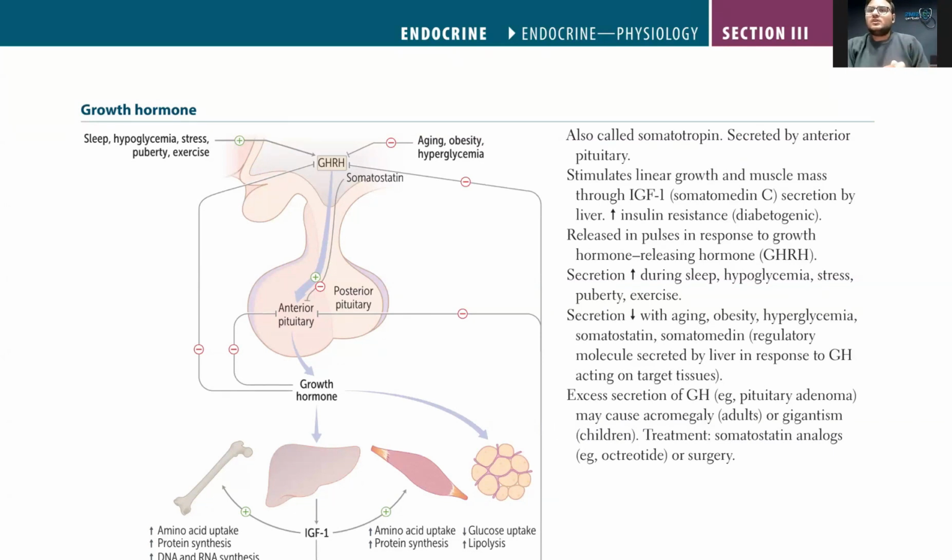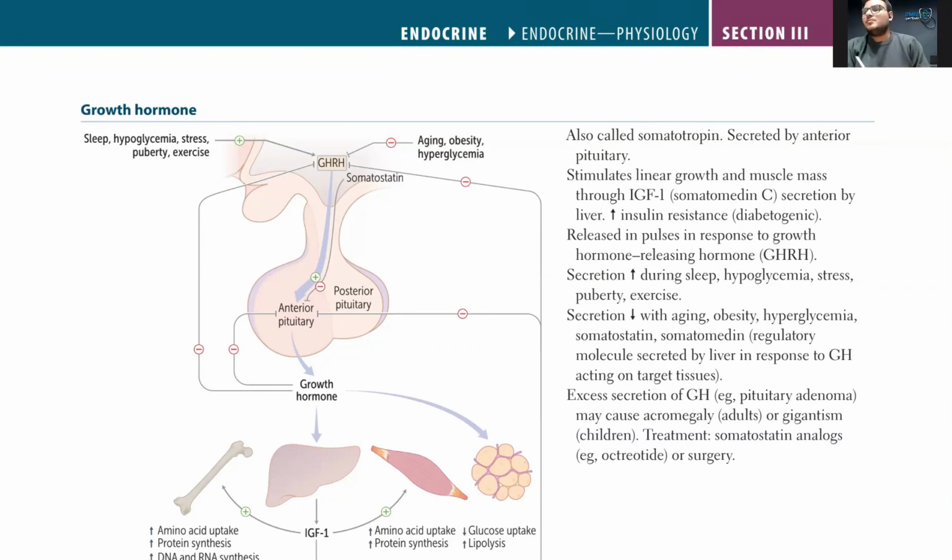Then we discussed growth hormone, which increases with stress, puberty, exercise, and hypoglycemia, and decreases with aging, obesity, and hyperglycemia. Then we discussed how growth hormone is regulated. Growth hormone releasing hormone is released from the hypothalamus, increasing growth hormone, which increases insulin growth factor 1 from the liver. Insulin growth factor 1 has a bone effect and a muscle effect. Bone effect, all increase. Muscle effect, all increase: amino acid intake, protein synthesis.